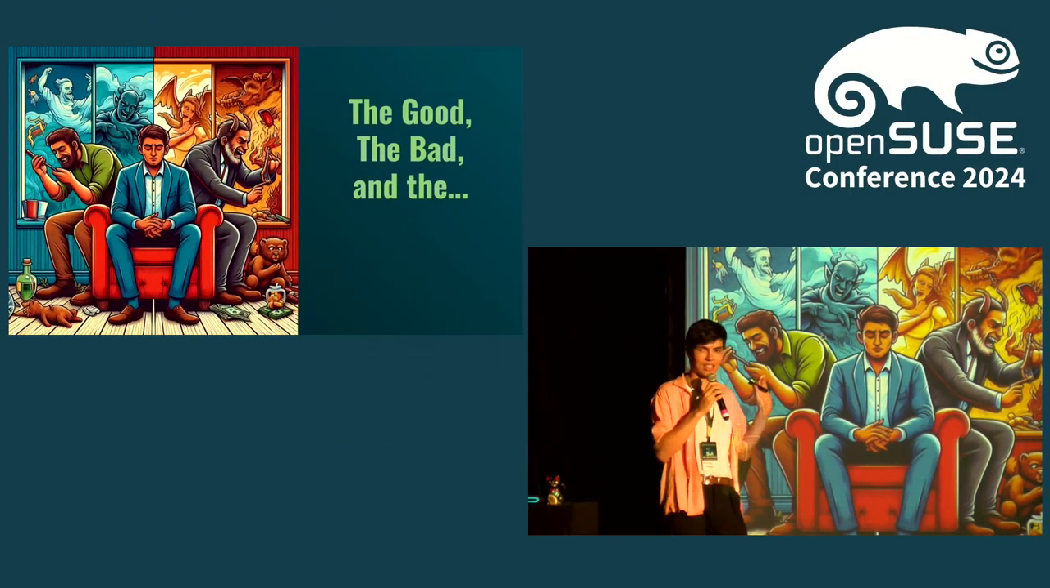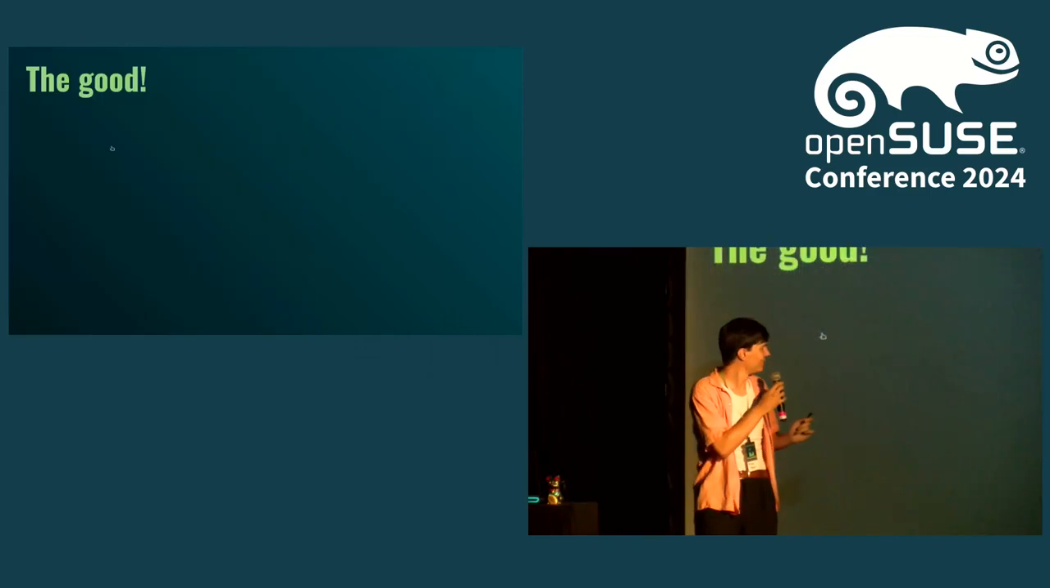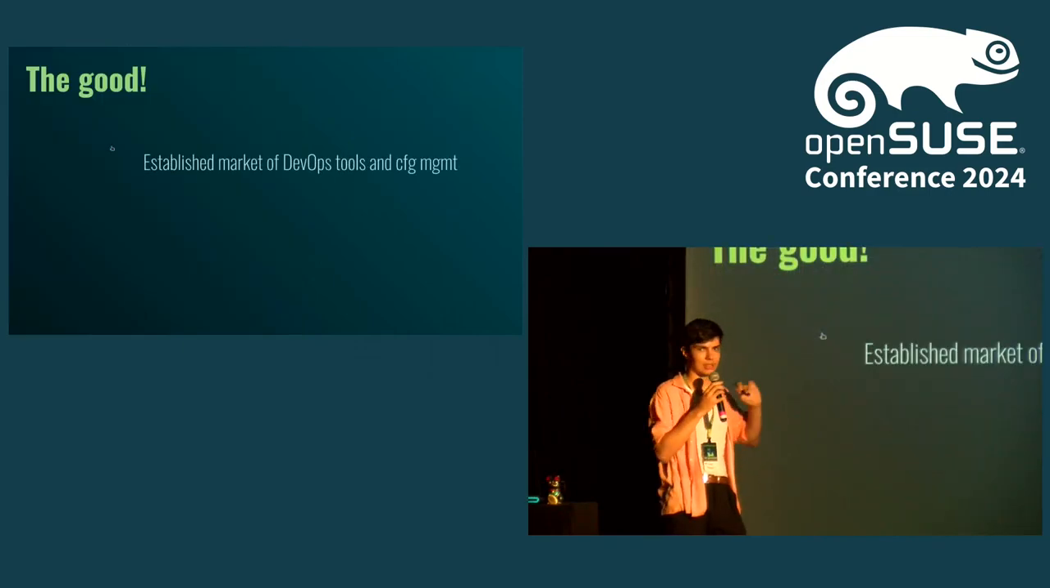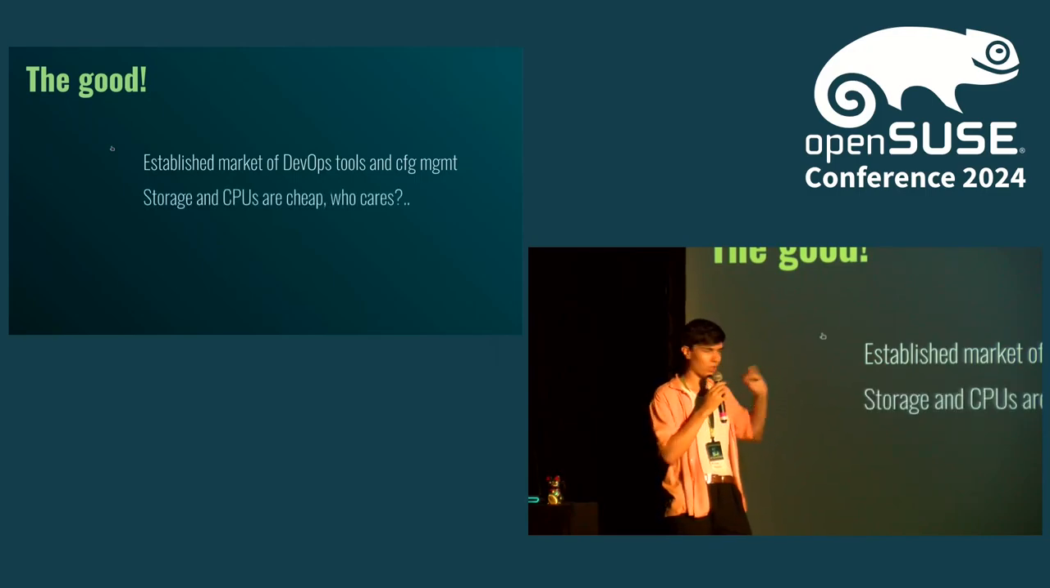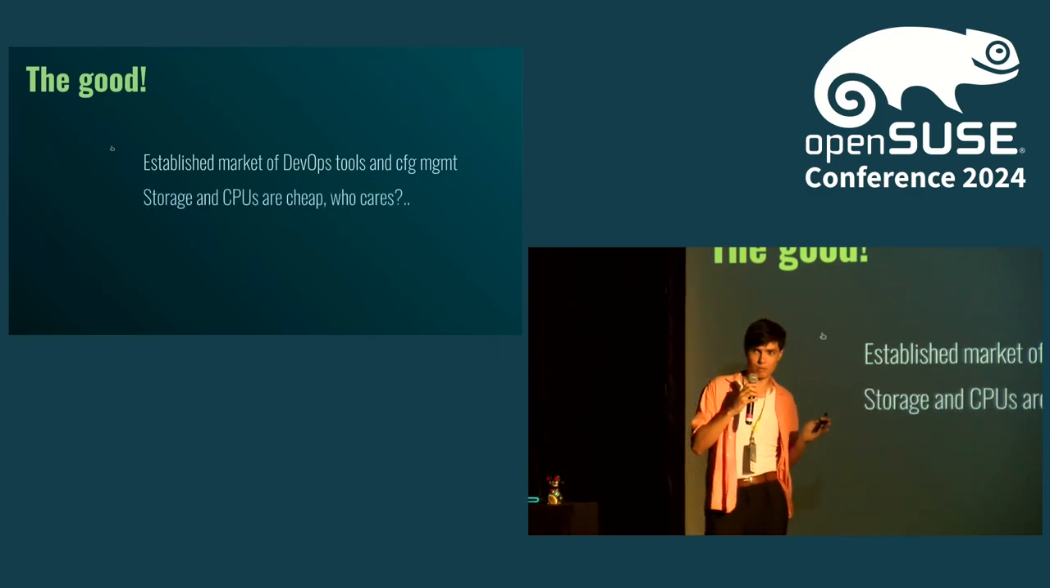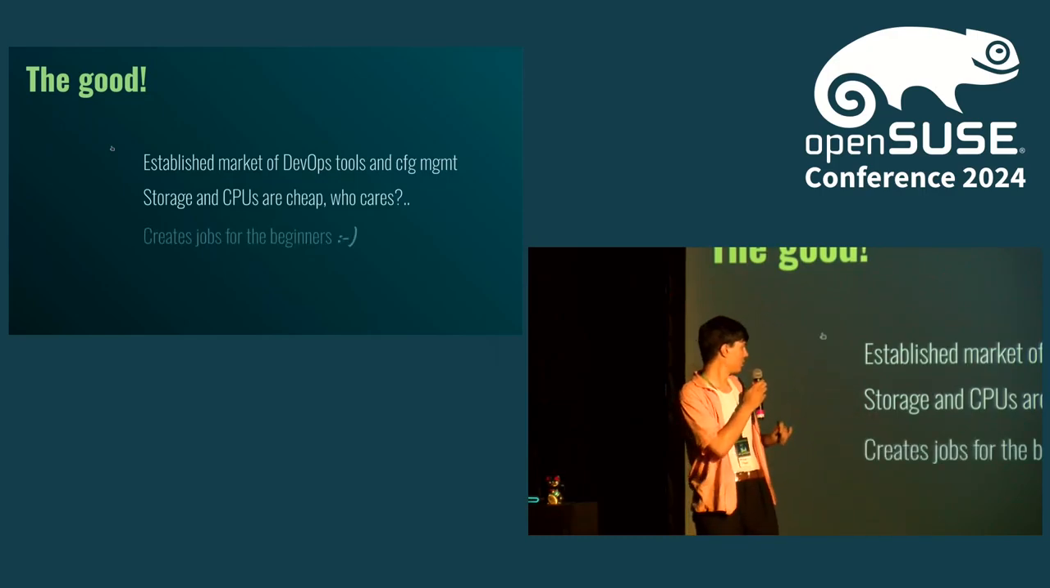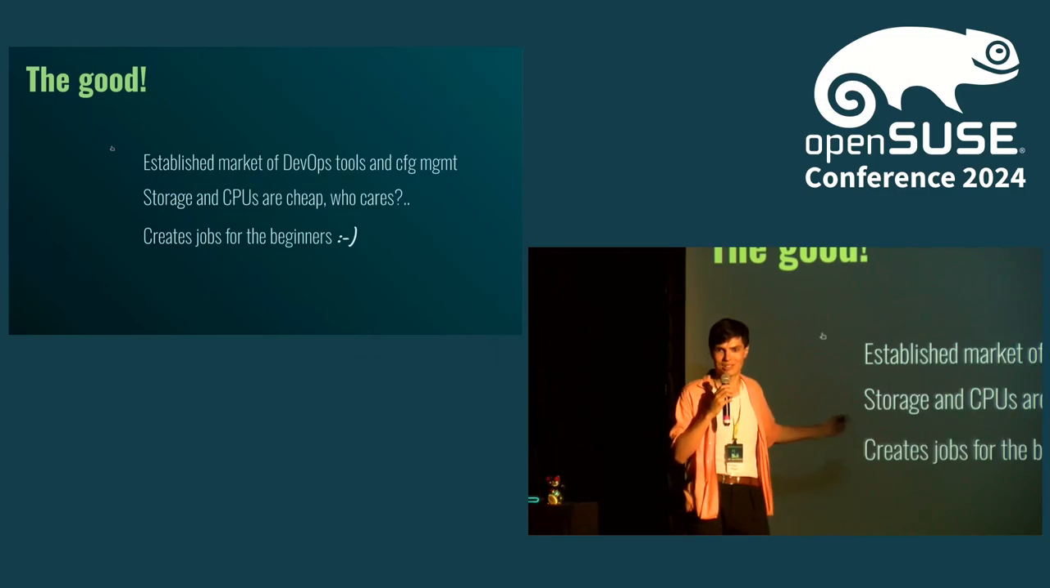So this has some good parts, some bad parts, and some ugly parts. The good part is this is well tested. There are products and solutions for everything that people know and can use. Also, we don't have the constraints of small chips and whatnot. It's cheap. You can use AWS. You can have a giant hard drive, whatever. We don't care. Also, hey, it's great for job security. If there's lots of stuff to fix, then people can fix it. Yay.